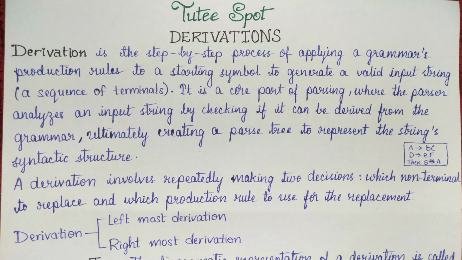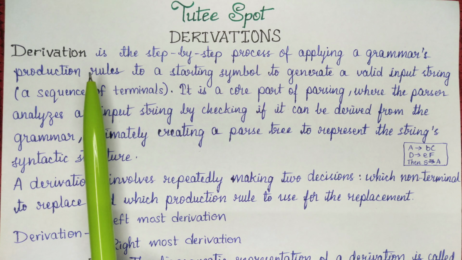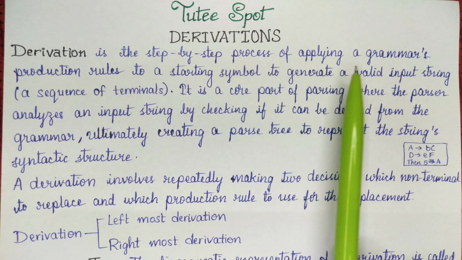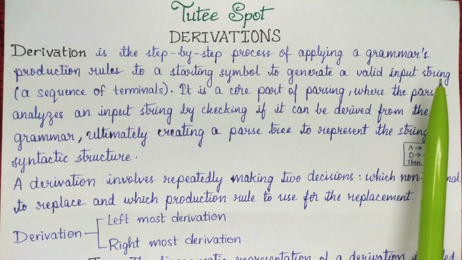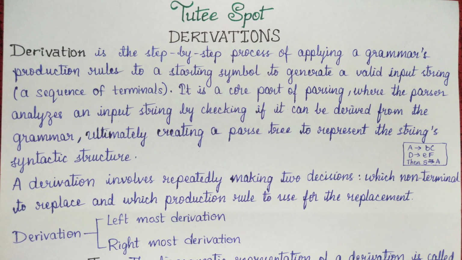In this video, let's discuss derivations. Derivation is the step-by-step process of applying a grammar's production rules to a starting symbol to generate a valid input string. The derivation process always starts with the start symbol. We have a grammar that contains several productions. The left-hand side non-terminal or variable of the first production is called the start symbol.